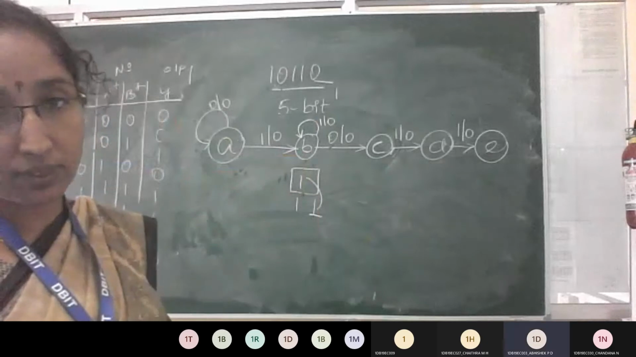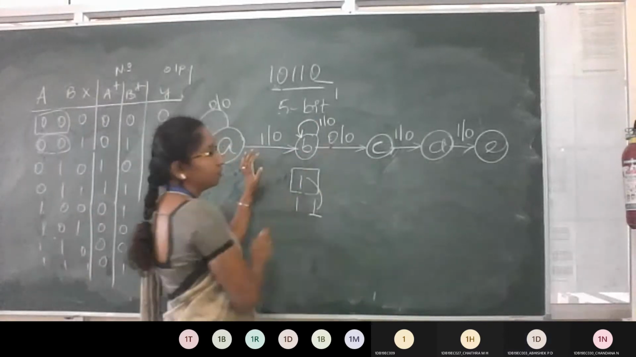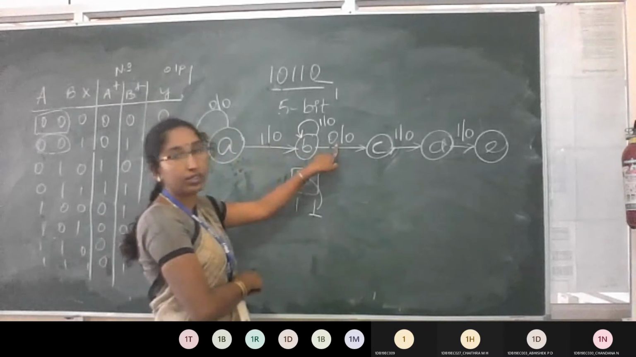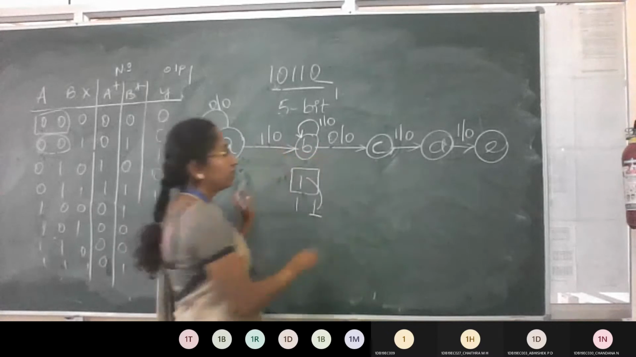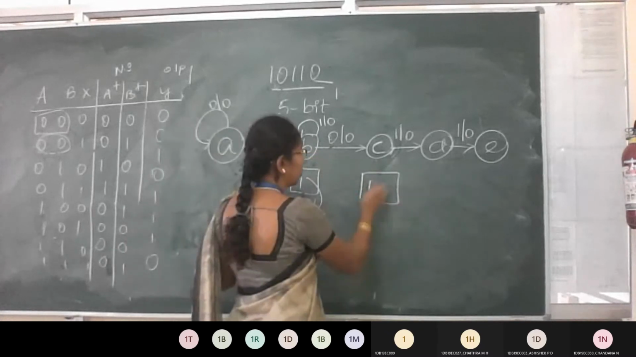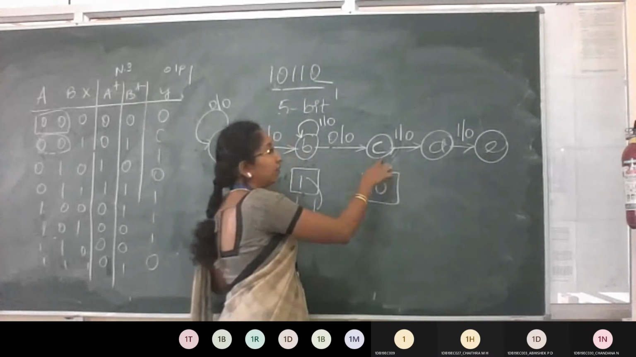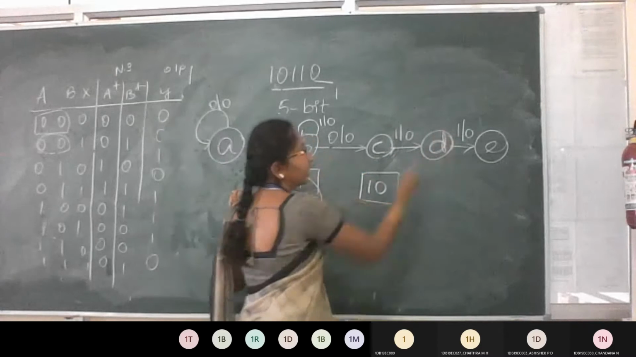Yes, ma'am. Next, to reach C, how many bits are needed? 2 bits. 1 and 0. Look at the first bits: 1 0. So write 1 0 in the box. Now, when you are in present state C, when x is 1, we know the transition. When x is 1, we are moving to D.